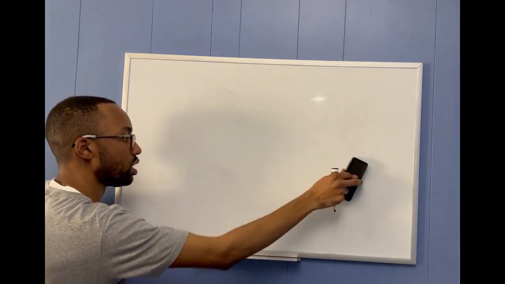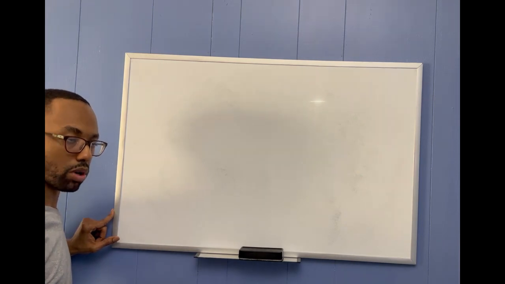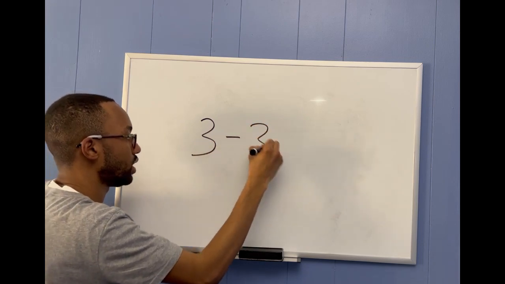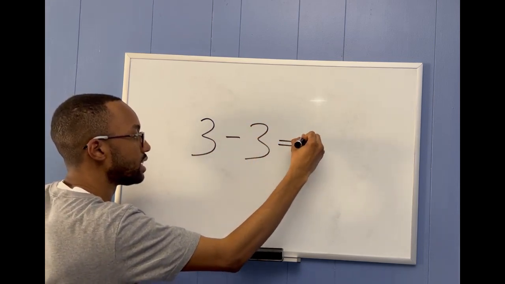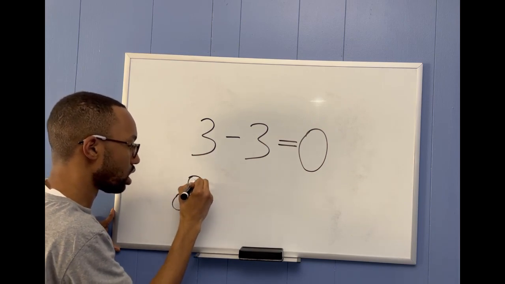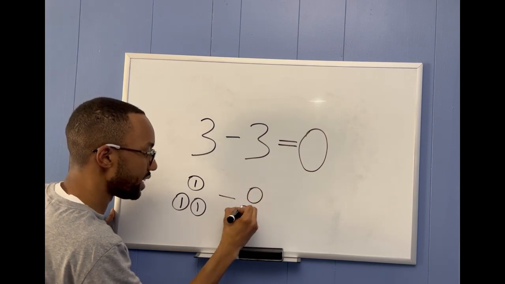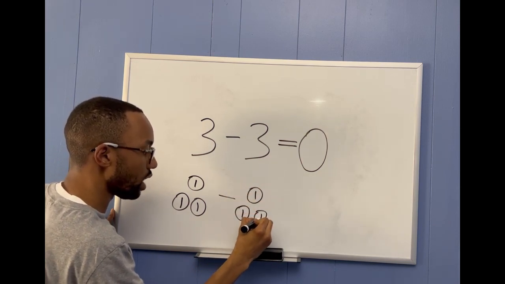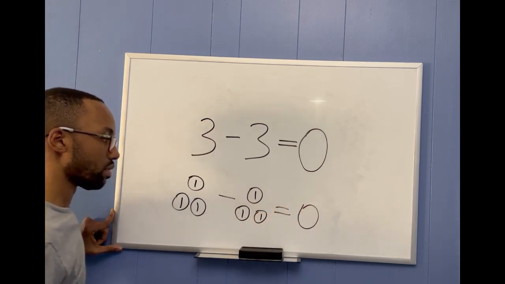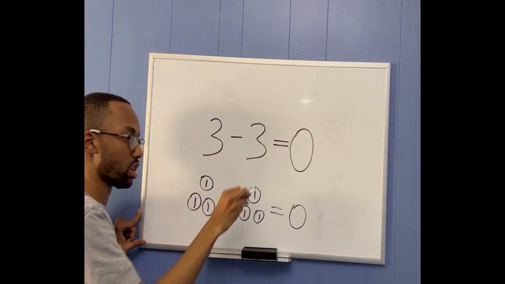Suppose you want to subtract one number by the same number. 3 minus 3 equals 0. If you have 3 marbles and you give all of them to a friend, then you'll have no marbles left. Therefore, 3 minus 3 equals 0.